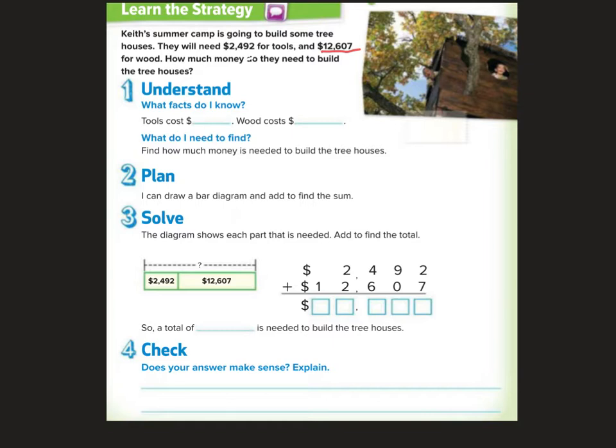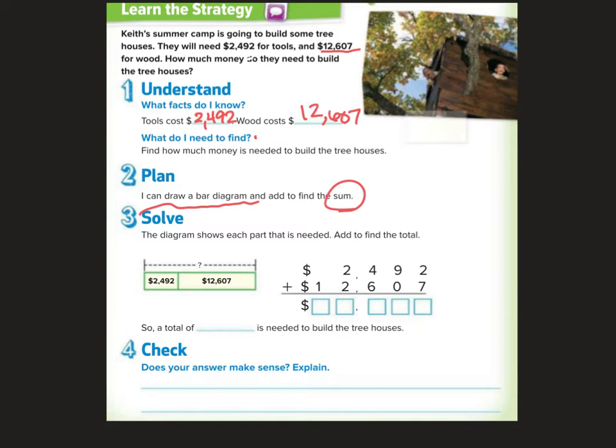Okay, understand. So here's what our strategy is. Our first step is always going to be to understand the problem. Tools cost $2,492, and wood costs, yikes, $12,607. Next question is, what do I need to find? Find how much money is needed to build the tree houses. So our plan is, I can draw a bar diagram and add to find the sum. Remember, sum is the answer to an addition problem.